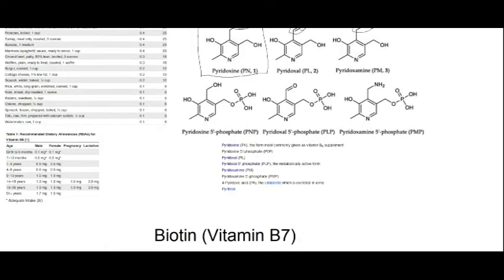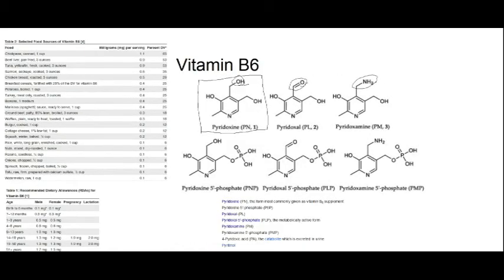Down here, once again, are the names of these different forms of vitamin B6. Sources for it are chickpeas, beef liver, tuna, salmon, chicken breast, cereals, potatoes, turkey, and banana. So once again, quite a few animal sources are very high up on the list.